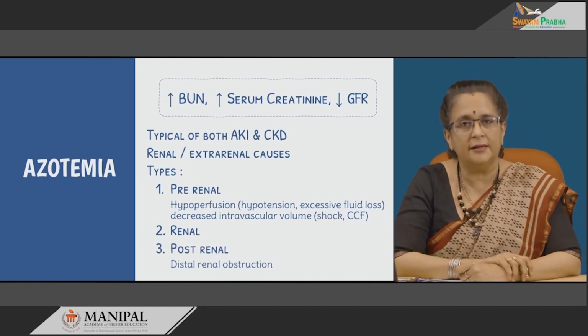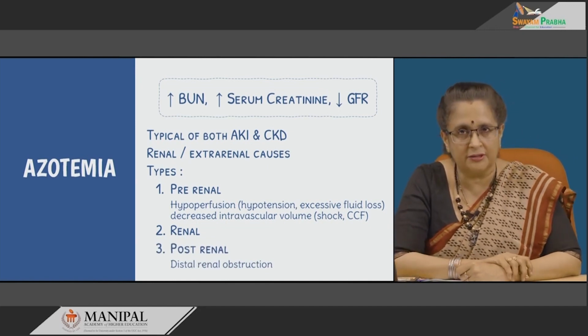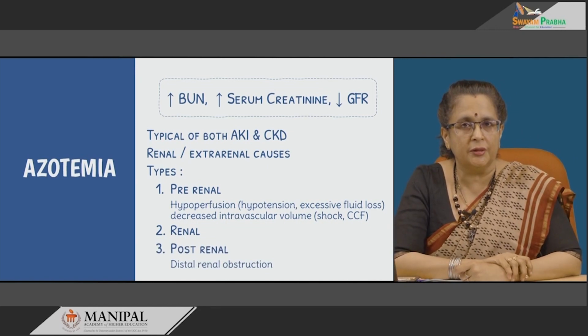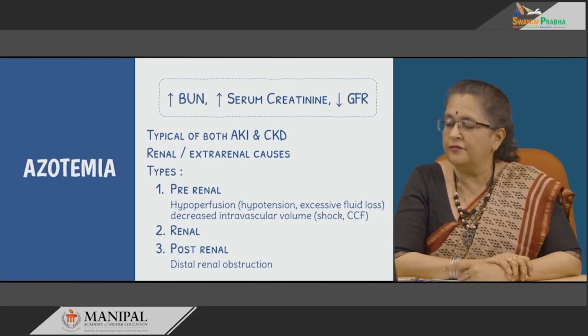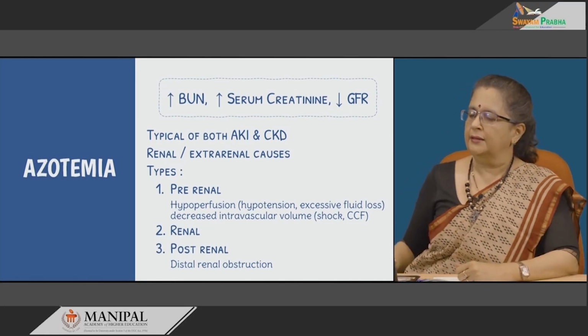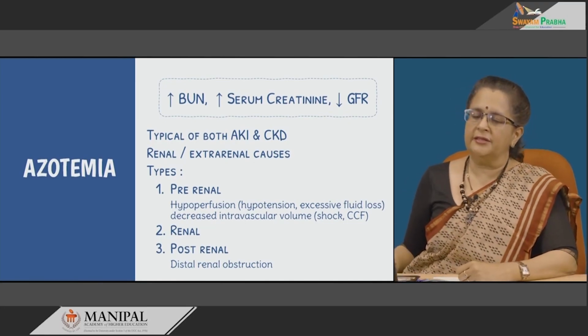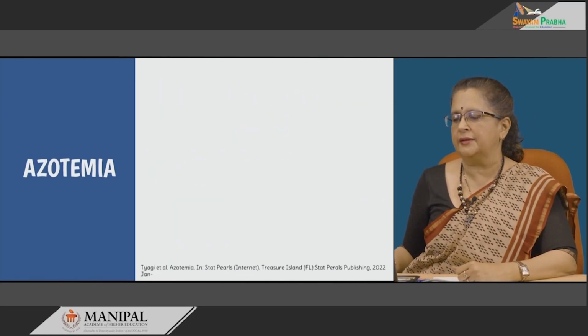Then post-renal is mainly because of distal renal obstruction. This could be due to nephrolithiasis, or it could be due to tumors if there is obstruction beyond the kidney. So, these are the causes of azotemia. How do we diagnose azotemia?